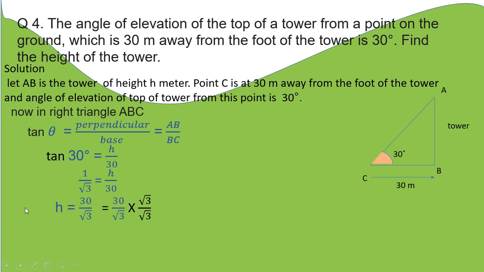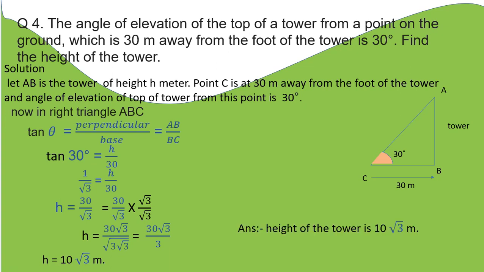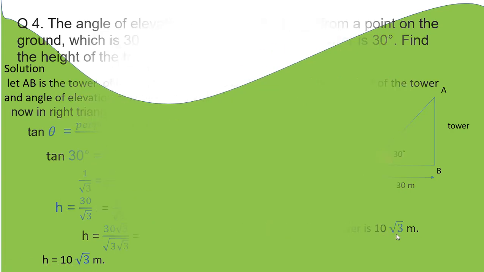Now this 30 upon root 3, we can rationalize the denominator by multiplying and dividing by root 3. So 30 into root 3 upon root 3 into root 3, so it becomes 30 root 3 upon 3. And this 30 will cancel out with this 3. So we get h is equal to 10 root 3 meters. So we can say the height of the tower is 10 root 3 meters.